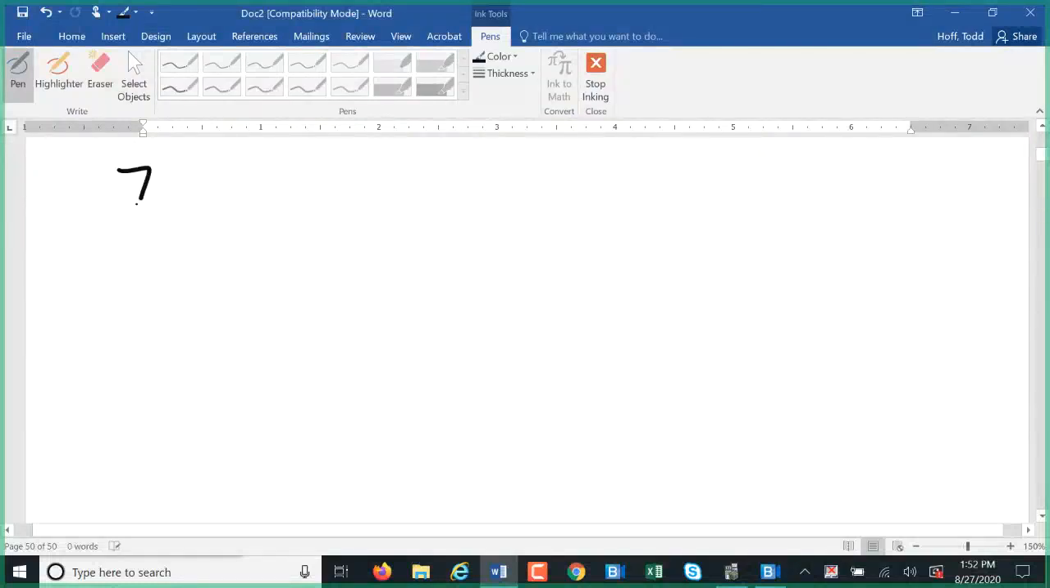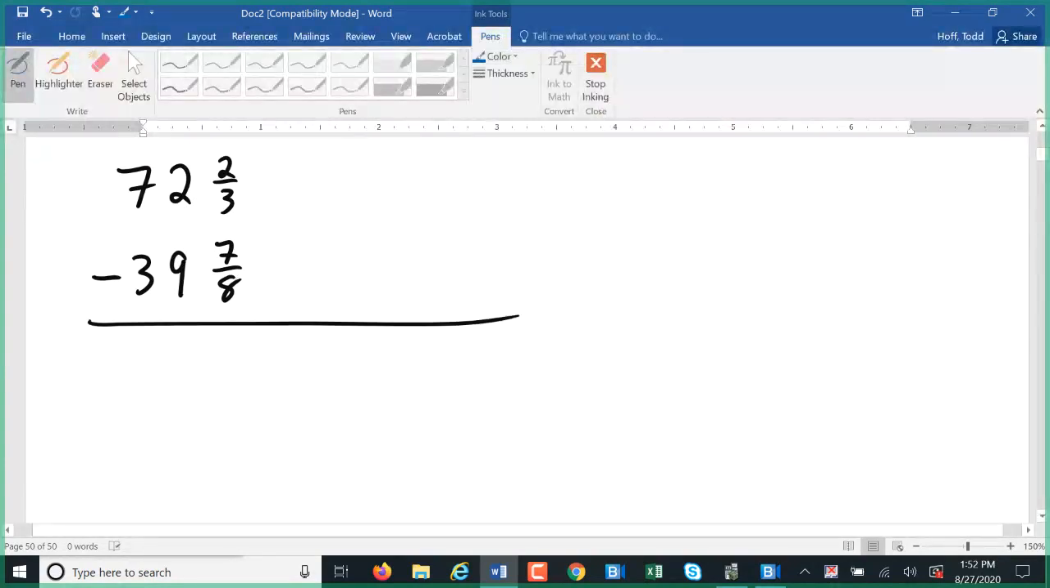Oh, let's do this. 72 2/3 minus 39 7/8. So even though there's more digits in the whole number, it's still the exact same process.